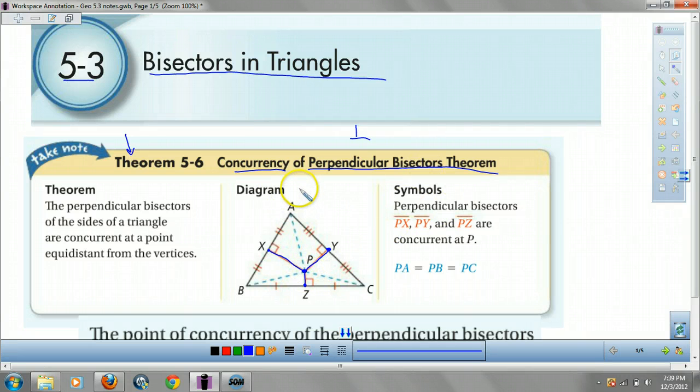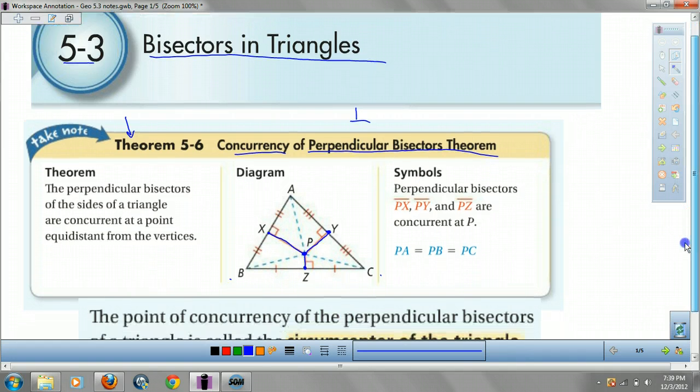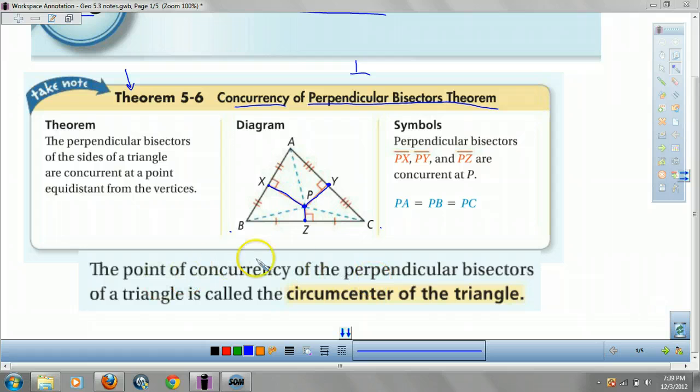So like if you had a coffee shop, a bookstore, and a fireworks factory, and you wanted to put a point equidistant from all these, you'd use perpendicular bisectors. The point of concurrency is called the circumcenter.